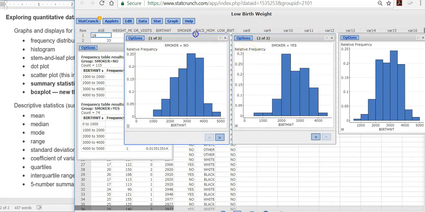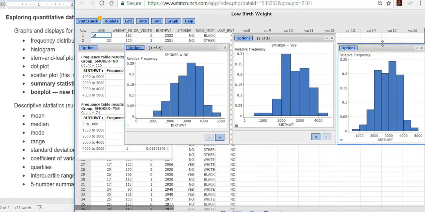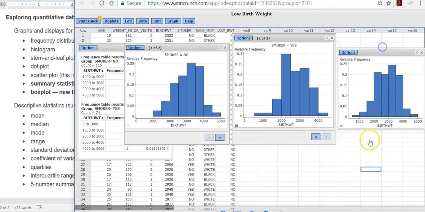So I'm going to squeeze this one down a little bit so that the scales are about the same. That'll make it easier to compare the two. And then I can do the same thing with this one. So now my scales match on my three graphs. Now what I see right away looking at the non-smokers versus the smokers is that the distributions have different shapes.